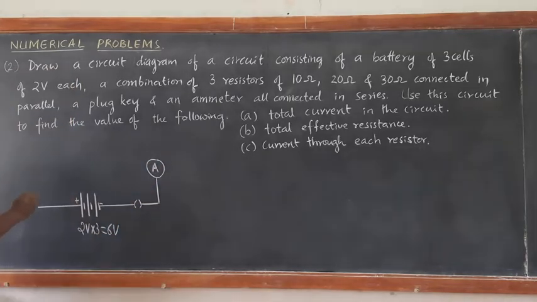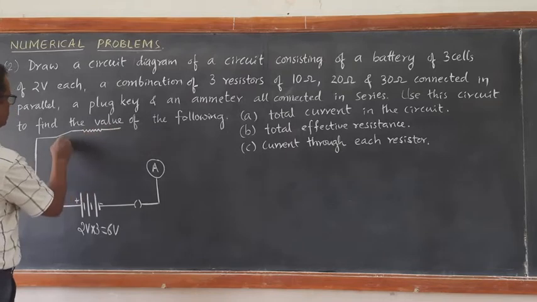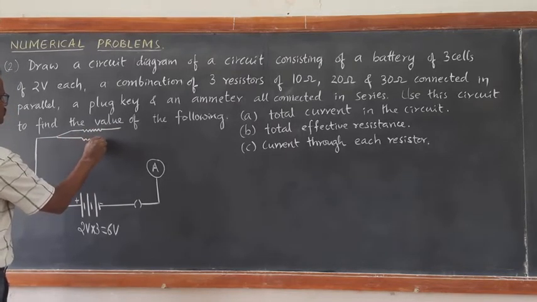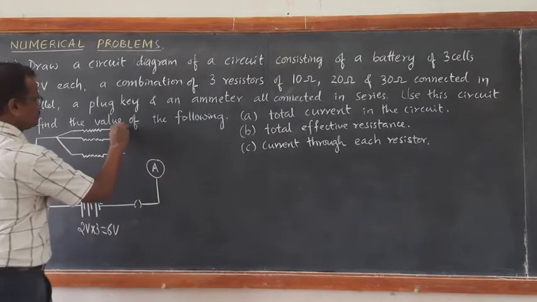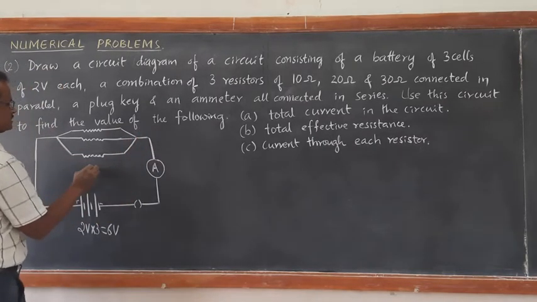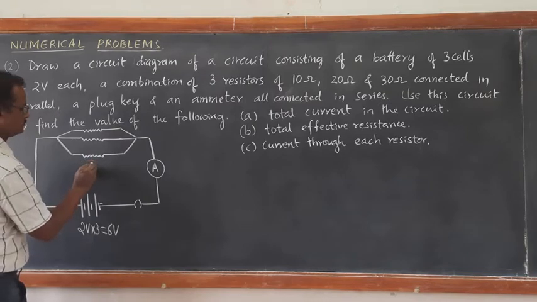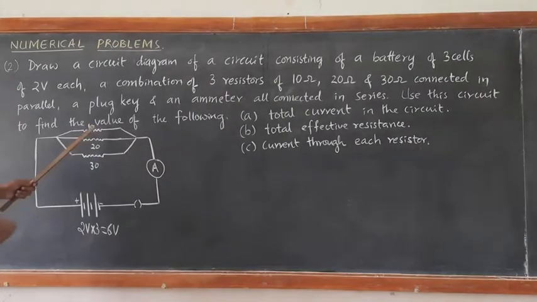Okay. Then there is a combination of 3 resistors. Look at this. Combination of 3 resistors, R1, R2 and R3. This combination is connected in parallel, with 10 ohm, 20 ohm, and 30 ohm. So this is the circuit diagram, right?